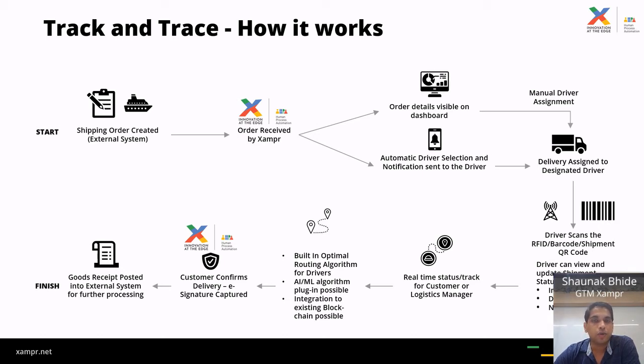The driver in turn, on their mobile device, would basically get a notification saying they've now been assigned to a delivery pickup, so they need to go and pick it up. Once they go and pick it up, they either scan a barcode, could be an RFID sensor, could be a QR code that they need to scan. Depending on the application, the easiest would be a barcode on the back of the mobile phone that they carry, or the same goes for QR code. And once that is done, they push that data to the Xampr cloud.